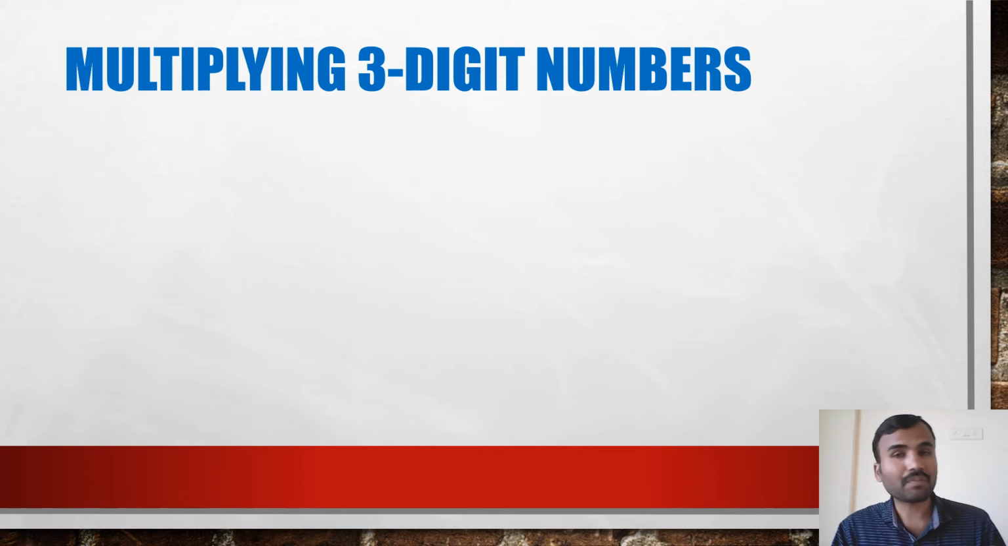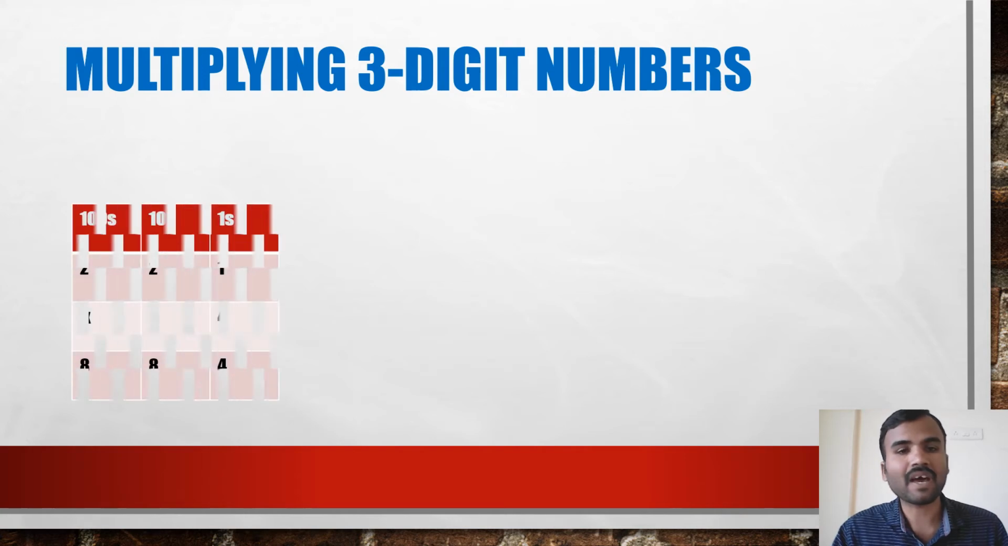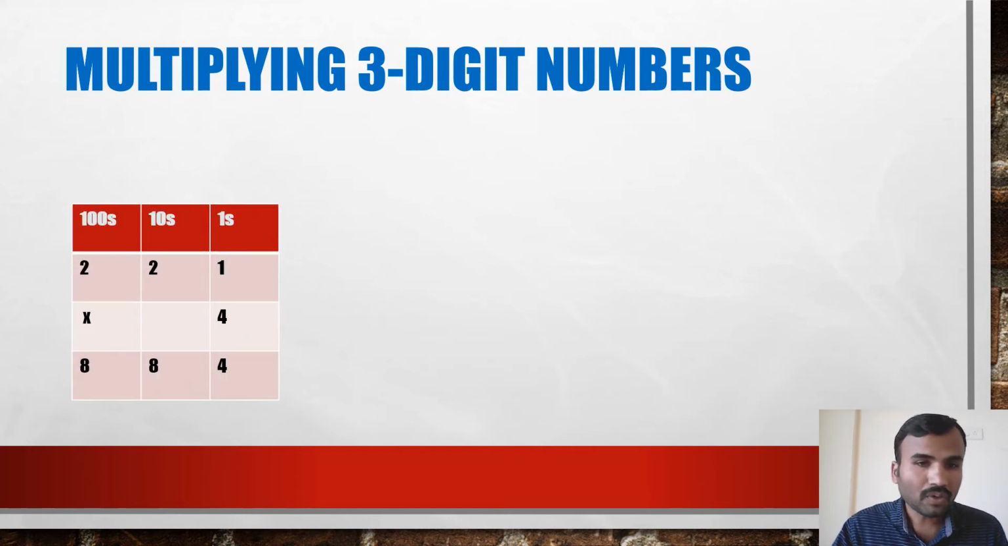So just try to learn the tables by heart. Okay, dear children? Yes. So now we have an example. In the example, they given 221 multiplied by 4. You have to find the product. 221 into 4. So how to multiply? It's very simple. 4 into 1.